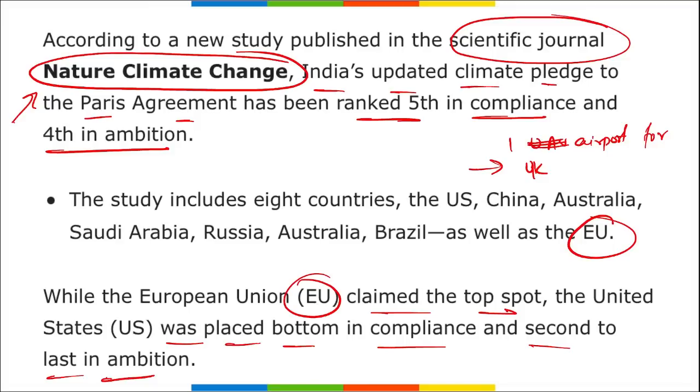Coming back, remember which country was in the first position in this index in ambition and compliance. In compliance, it was the European Union that secured the top position, followed by China, Australia, South Africa, and in the last position it was the USA. In this particular index, India was in the 5th position in terms of compliance, and in terms of ambition, India was at the 4th position.